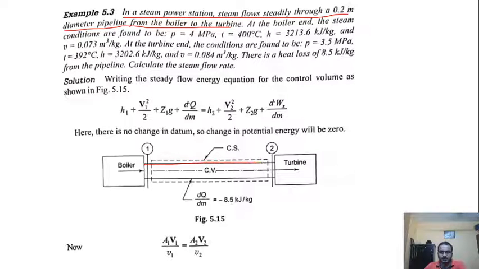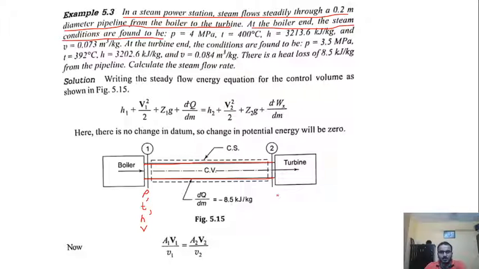This is our pipeline, and the diameter is given as 0.2 meter. At the boiler end, the steam conditions are found to be, so we are given pressure, temperature, H, that is enthalpy, and we are also given specific volume v or nu. At the turbine end, the same things are also available.